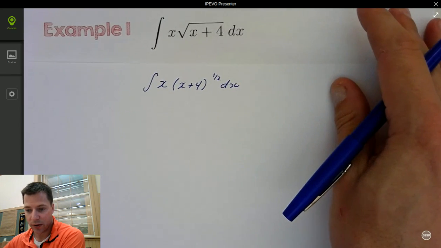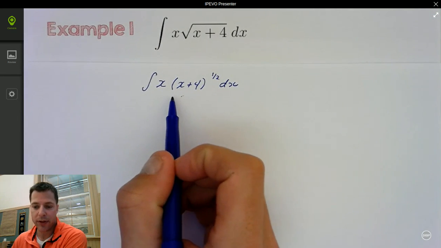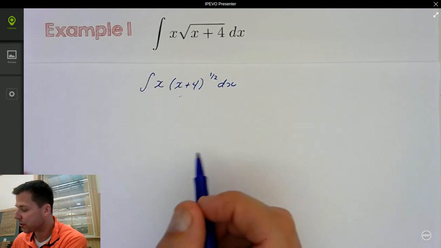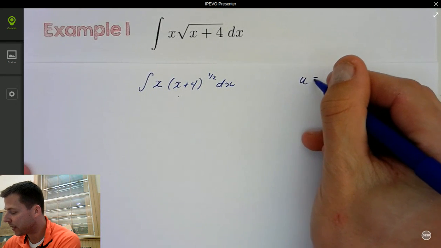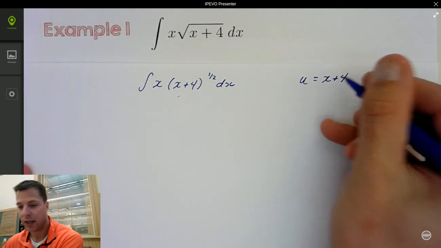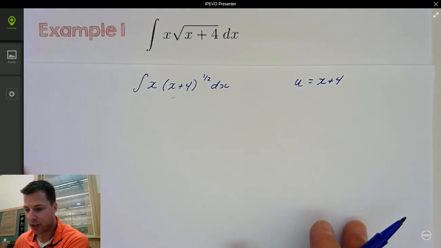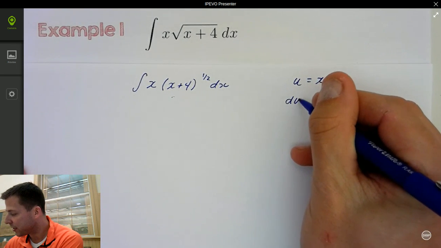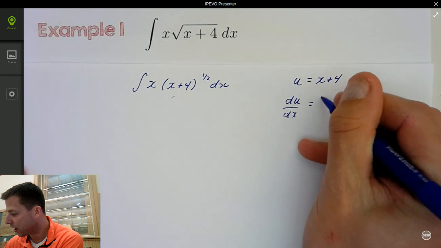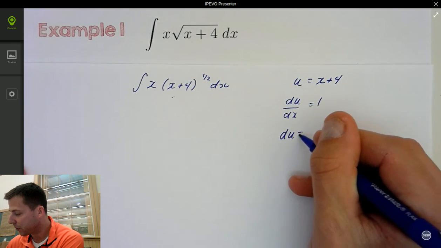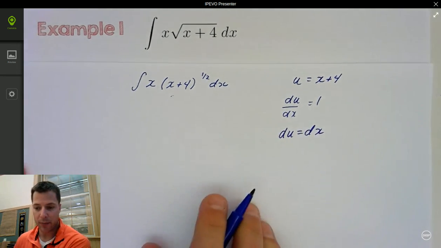Now here's the issue. Notice how my x's both have the same power. So watch what's going to happen. I'm going to pick my u to be x plus 4. And generally you're going to pick that part that's inside of another function, right? That composition. So I take the derivative, I get du over dx equals 1. So I know that du equals dx. So I'm pretty happy with that.